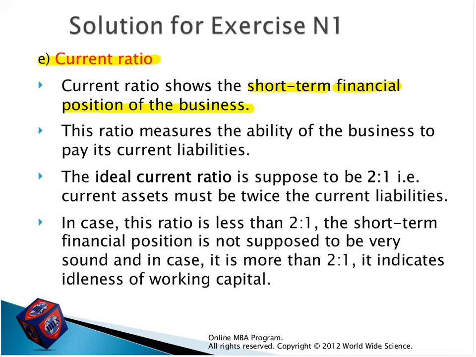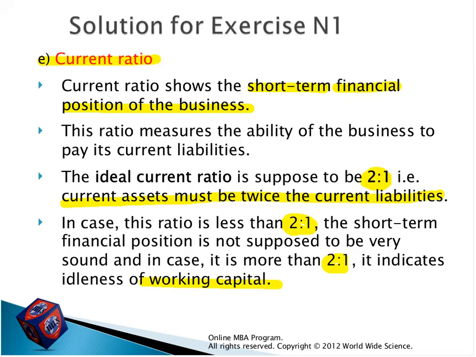The ideal current ratio is supposed to be 2. Do you remember I have given you that we have some norms? So this is the ideal ratio, where our current assets must cover our liabilities by 2 times, or that means the current assets must be twice the current liabilities. In the case this ratio is less than these norms, the short-term financial position is not supposed to be very sound, and in the case it is more than 2:1, it indicates idleness of working capital. You see? So it depends on what kind of result we have got.